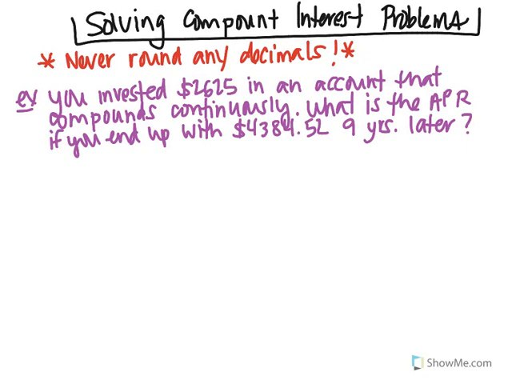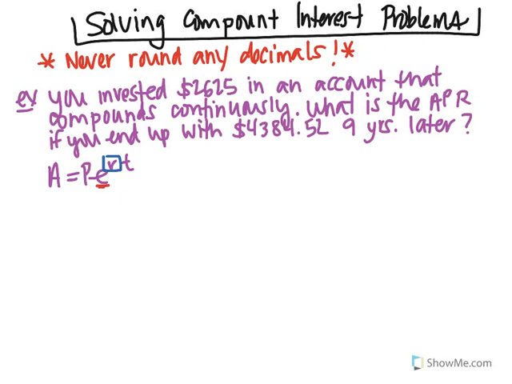So it says you invested $26.25 in an account that compounds continuously. So remember that formula is A equals P times e to the rt. It's that Pert formula when it's continuous. We have to find the annual percentage rate. So our goal is to actually find the rate, which is in the exponent. So we're going to have to use logs, or in this case, since the base is e, natural logs.